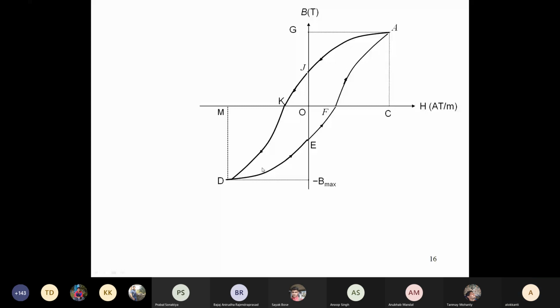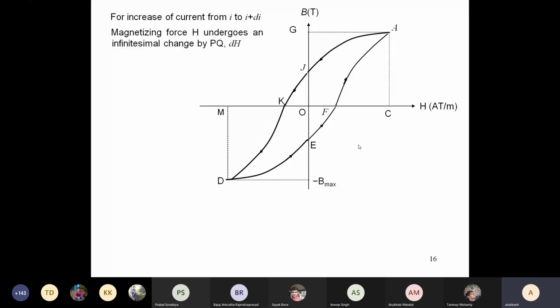So if, for a certain increase of current from I to I plus DI, you have some current I flowing and then you increase it from I to I plus DI, the magnetization force H also undergoes an infinitesimal change, say PQ. At P there is the current I, and at Q there is the current I plus DI. So the magnetization force changes by DH.